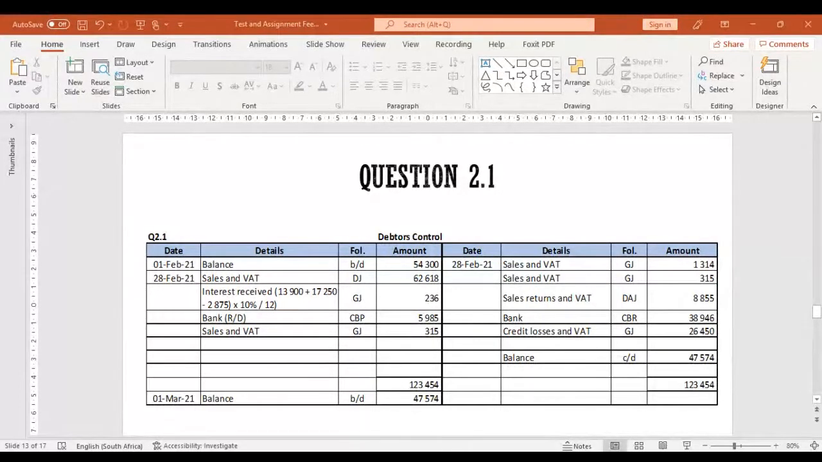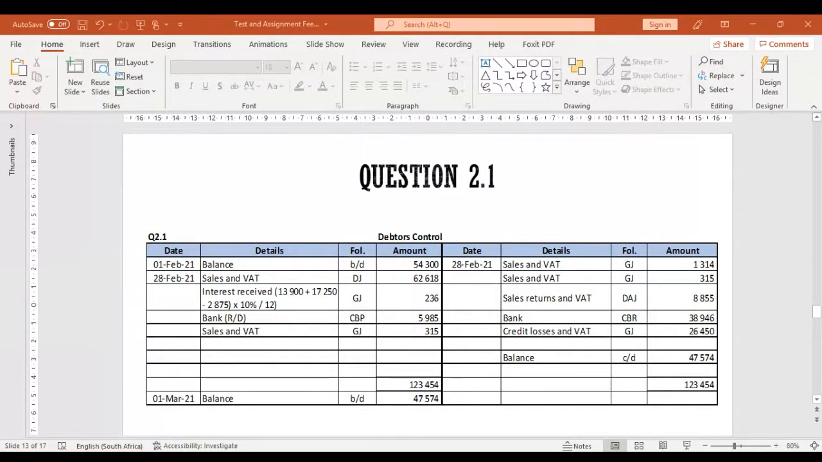Okay, so for question 2.1, you would have started with the opening balance of 54,300. That amount was given to you. Then the 1,314 and the 315 came out of your general ledger. That was physically transferred out of there. Then our sales return amount came from your debtors allowance journal, the total for that column. Your cash book receipts is the total debtors control from your cash book receipts.